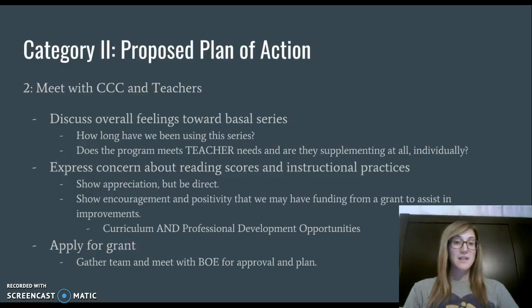And then last step with the teachers, I would want to apply for the grant. So I would want to get a team together that would want to tackle gathering all of that information and data necessary to qualify for the grant. And then the team and I would meet with the Board of Education to get approval on submission of the grant and to discuss our plan moving forward from there with the board approval.